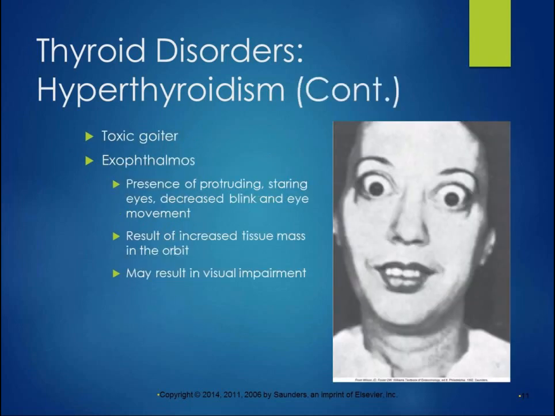With hyperthyroidism, you can also get a toxic goiter, and this is a later sign of it, which is toxic enlargement of the thyroid, and exophthalmos, which is protruding eyes, decreased blink and eye movement, and it results from an increased tissue mass in the orbit and may result in visual impairment. So that's one of the signs of long-term Graves' disease, untreated.